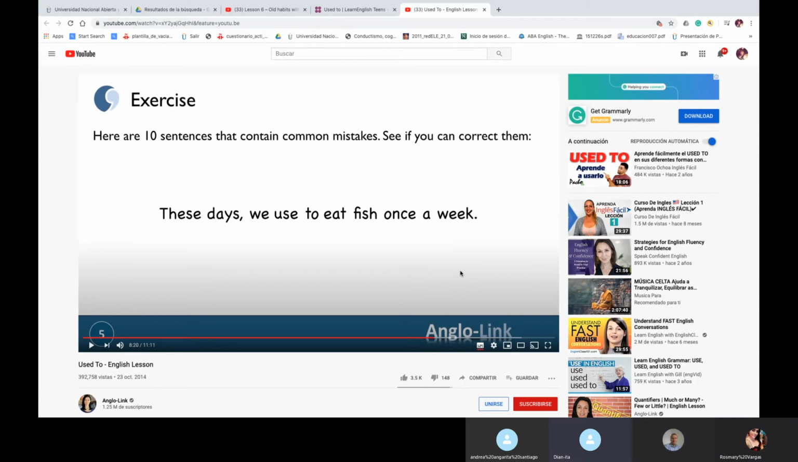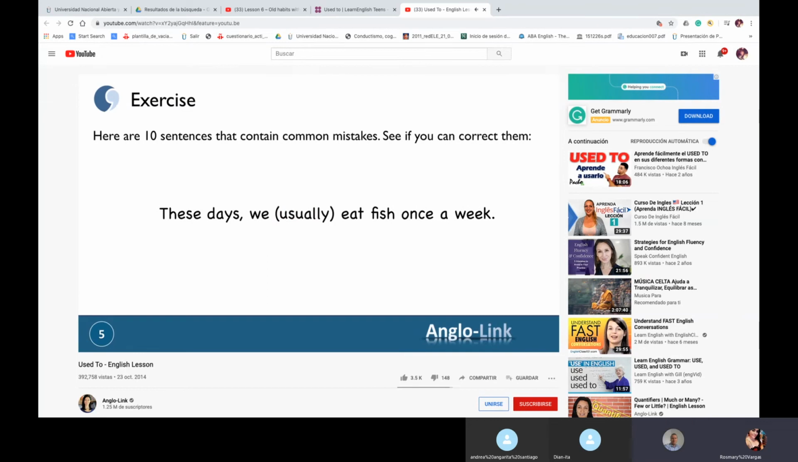That sentence is in present. I'm confused. Let's check. As you will remember, you must not use the expression used to in the present. Just use the present simple tense. You can add usually if you want. These days, we usually eat fish once a week.